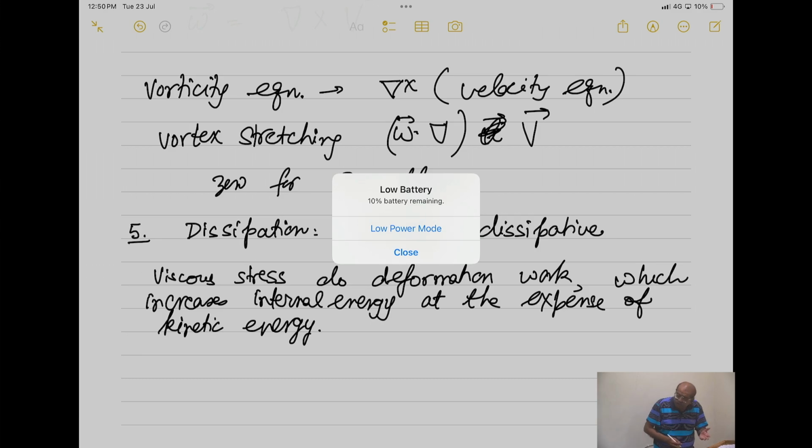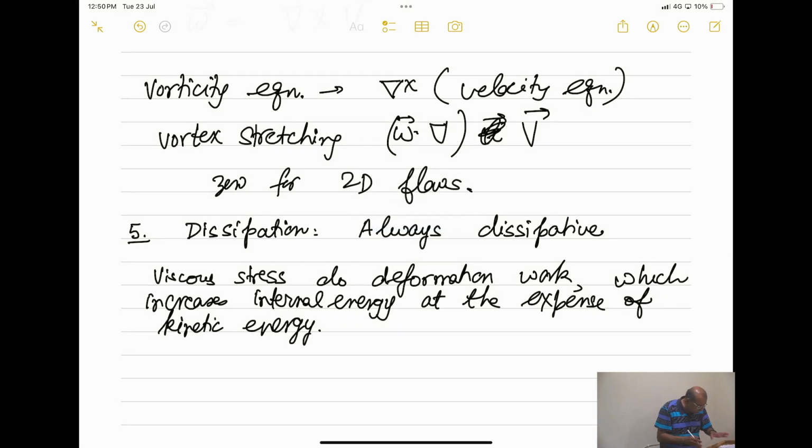And this change of energy, kinetic energy to internal energy, is what we term as dissipation, and this is a very key feature of turbulent flows, which means the flow will need some continuous supply of energy.